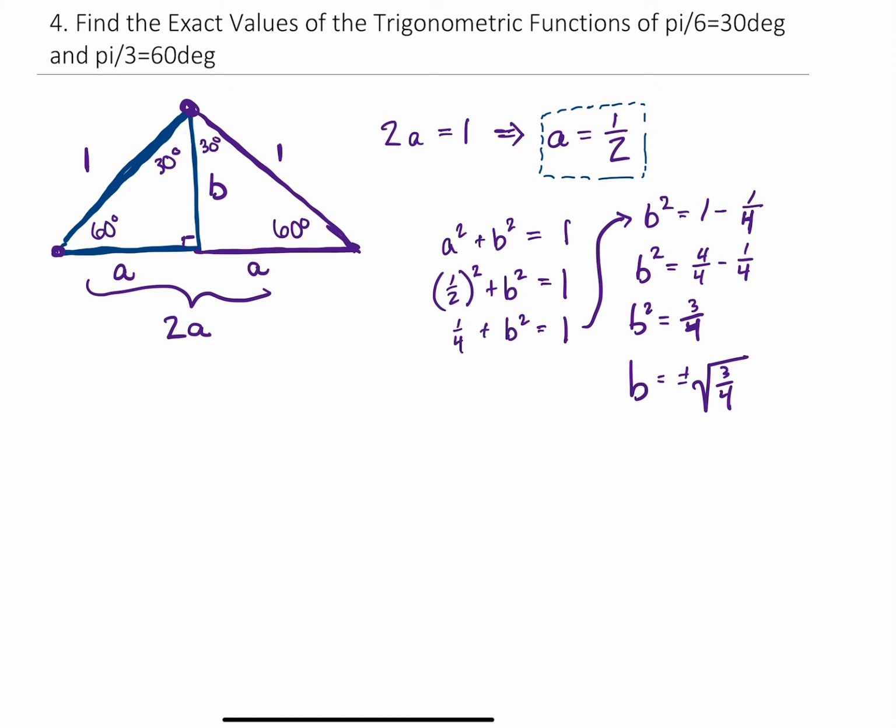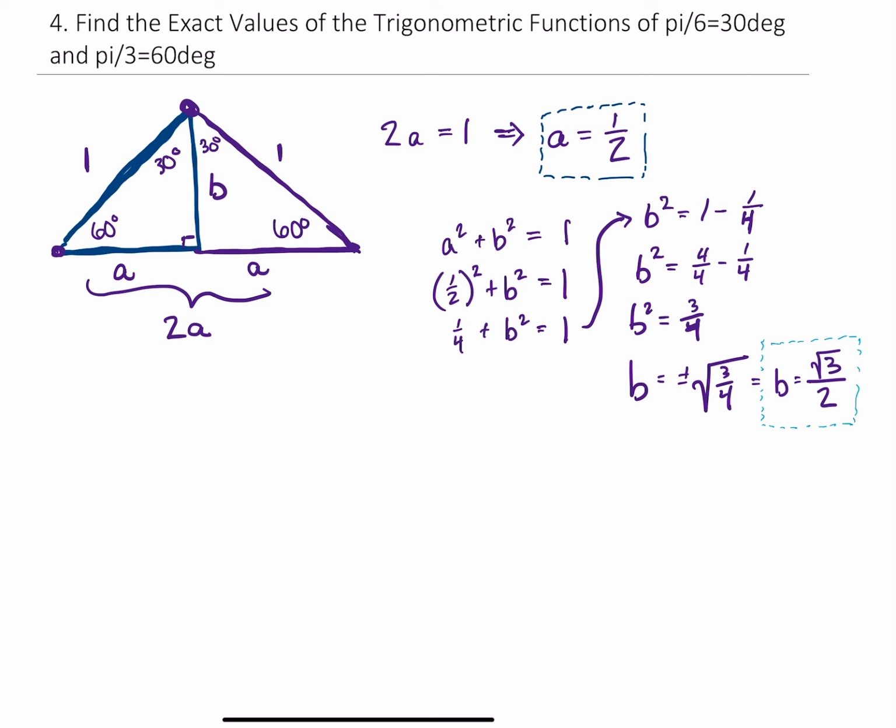So just need to simplify this. We can take the square root of the numerator over the square root of the denominator. So I'll say b equals the square root of 3. We'll just leave it as that. And then the square root of 4 is 2. So here's our second important side length, root 3 over 2.